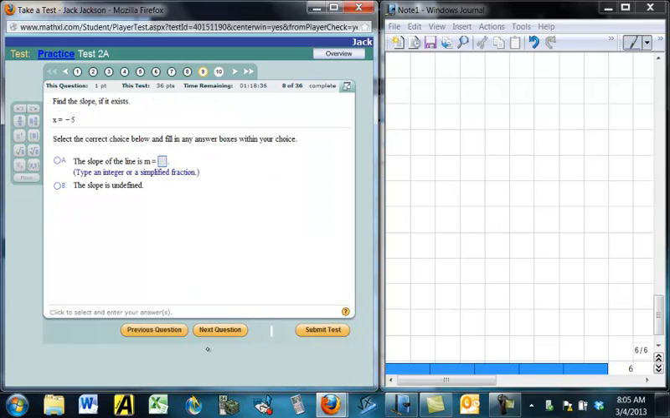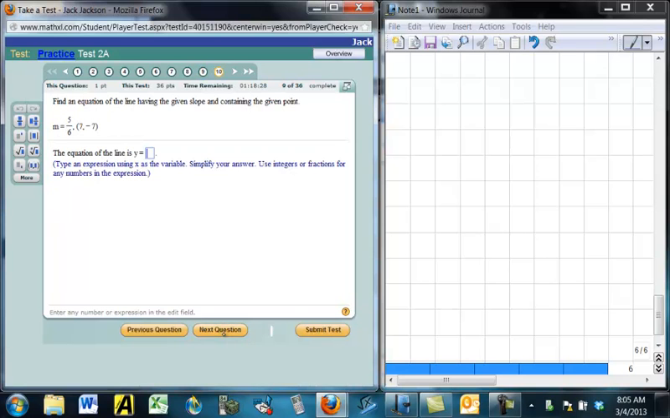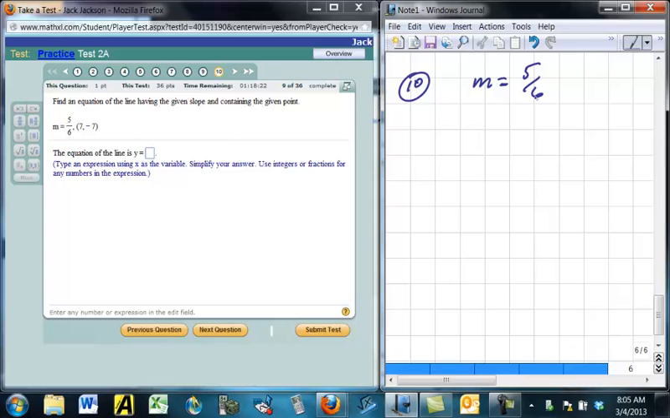Okay, when you have x equals a constant, that's a vertical line. That's when the slope is undefined. So we'll click on that. Okay, another variation on the theme here. The slope is 5/6, and it goes through the point 7, negative 7.